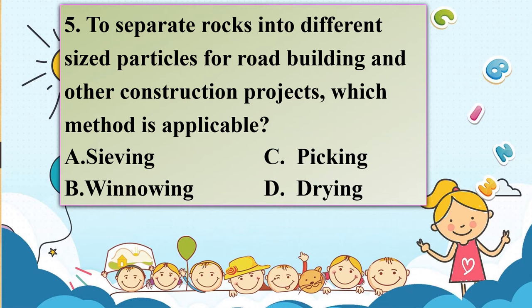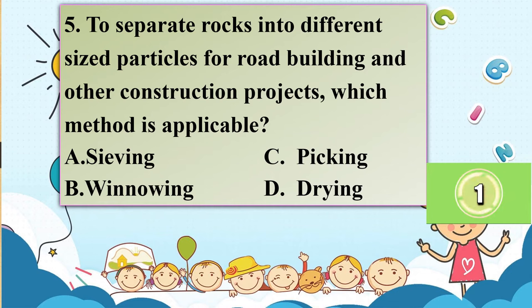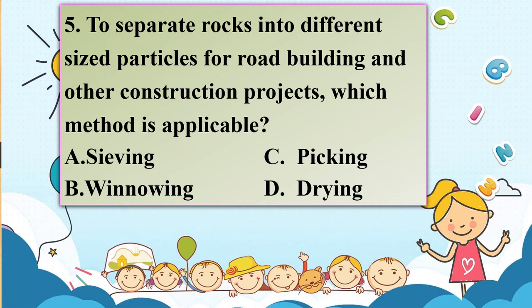Number 5. To separate rocks into different size particles for road buildings and other construction projects, which method is applicable? A. Sieving, B. Winnowing, C. Picking, D. Drying. The answer for number 5 is letter A. Sieving.